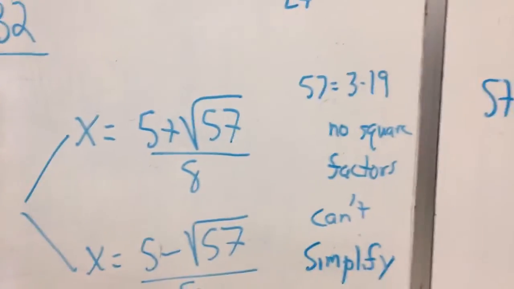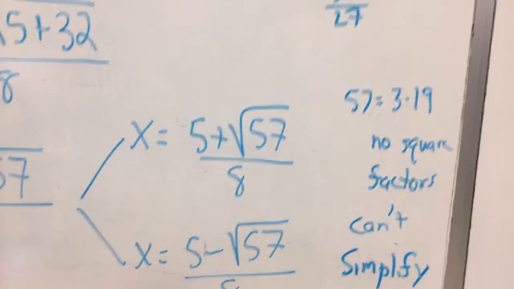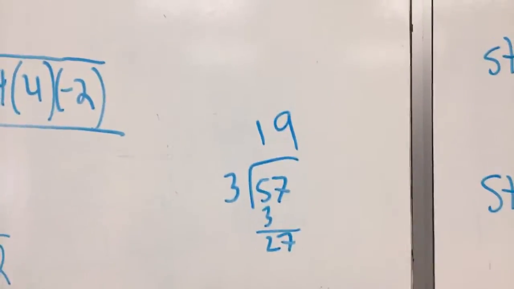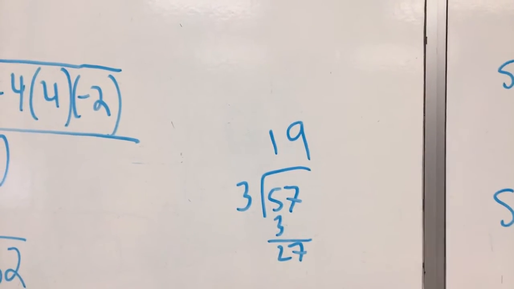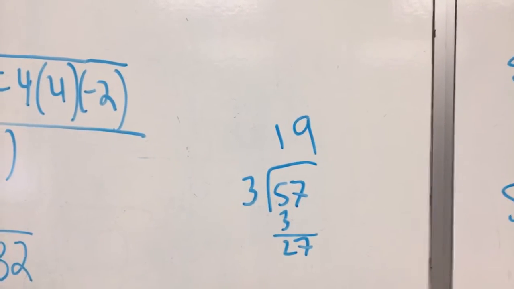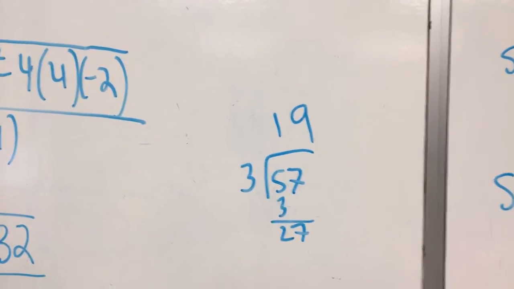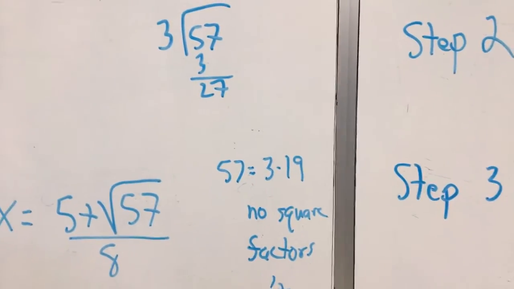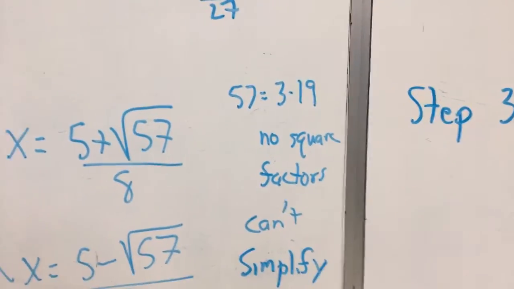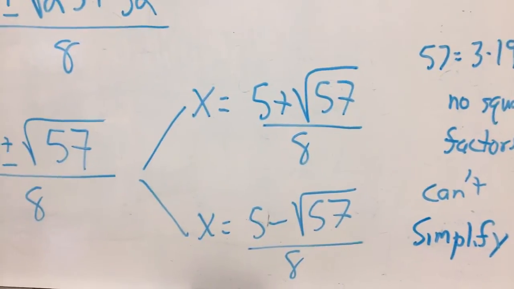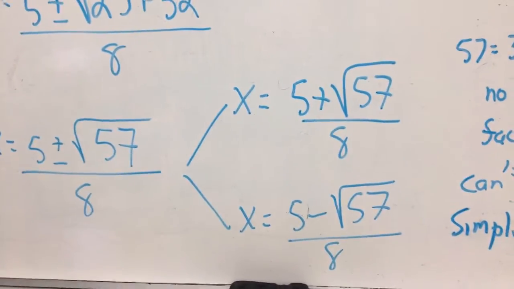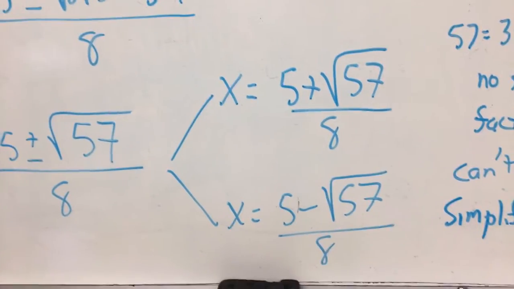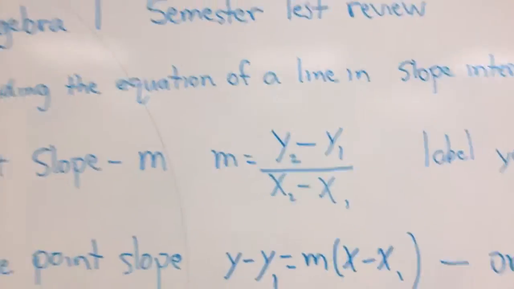All right? Now what about the square root of 57? Can I simplify that? Well, let's find out. So this 57 is divisible by 3. 3 goes into that 19 times. Unfortunately, 3 and 19 are both prime. So, no square factors, can't simplify. You're done right there, you're done. Those are your two solutions, okay? So that's using the quadratic formula, all right? Pretty, huh? Okay, now let's do a little semester test review.